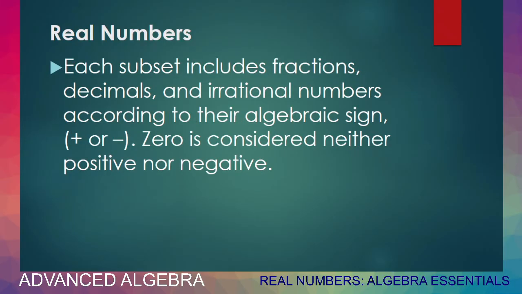So each subset includes fractions, decimals, and irrational numbers according to their algebraic sign. So meron tayong dalawang algebraic sign, which is positive and negative. Next, 0 is considered neither positive nor negative. So pwede din siyang tawagin as a neutral number, since kung ilalagay natin siya sa number line, nasa gitna siya. Okay? So hindi siya positive, hindi din siya negative. So pwede natin siyang tawagin as neutral.